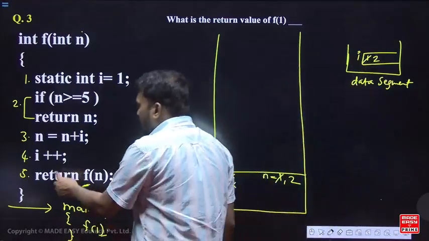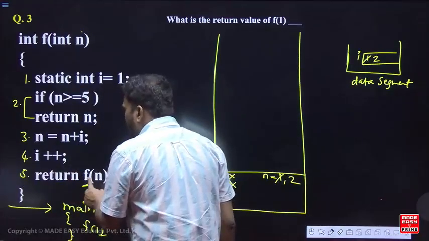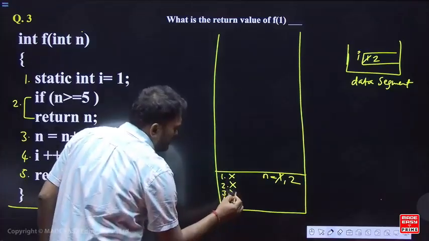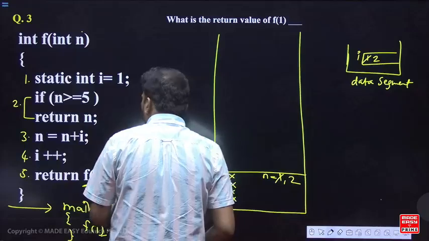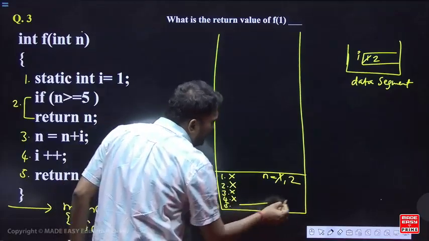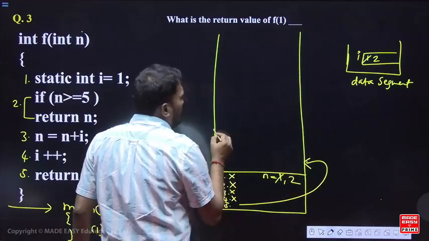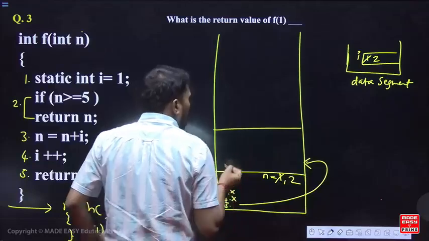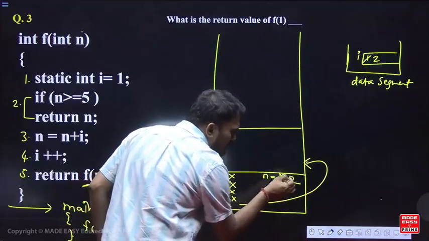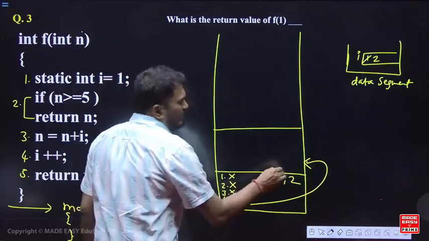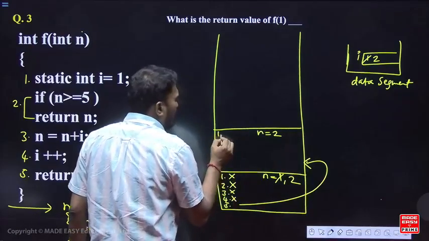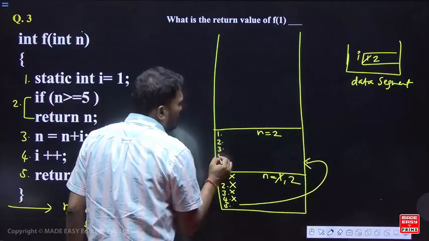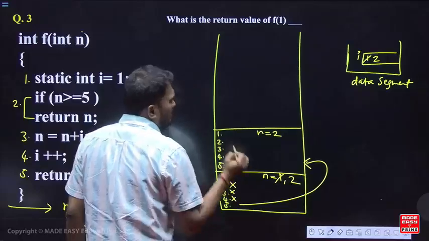2. And next, return. Listen carefully. Return f of n. Now look here. Third statement completed, fourth statement completed. Return, you are saying f of n. So you are recursively calling the function f by passing the n value. What is the n value in this activation record? 2. So you are receiving n value as 2. And again you will have 1, 2, 3, 4, 5 statements.